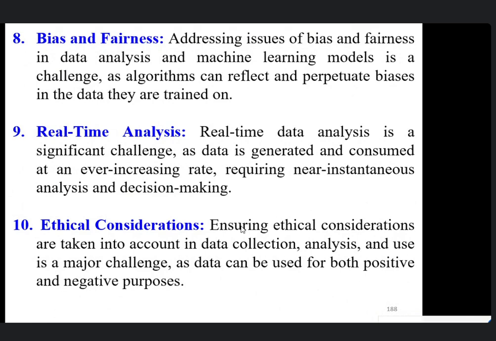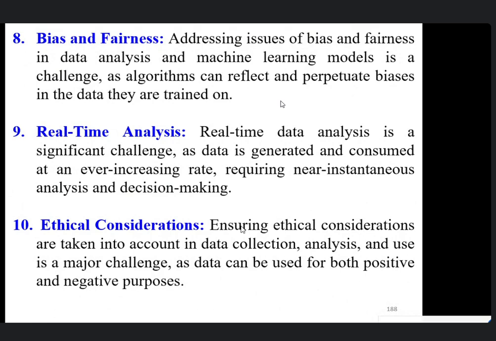Real-time analysis is a significant challenge in order to process streaming data like stock market data, traffic data, and audio and video data, which is generated and consumed at an ever increasing rate, requiring near instantaneous analysis and decision making. Real-time analysis is one of the great challenges of data science.